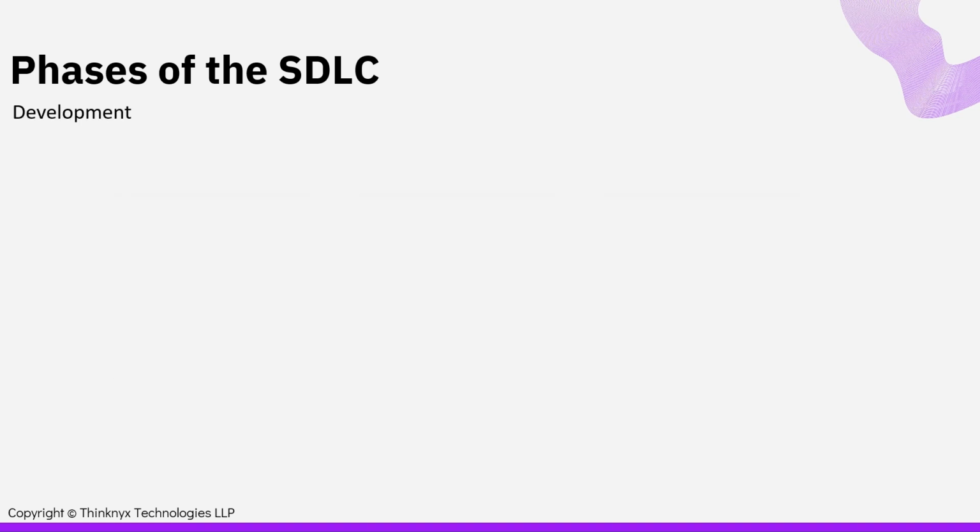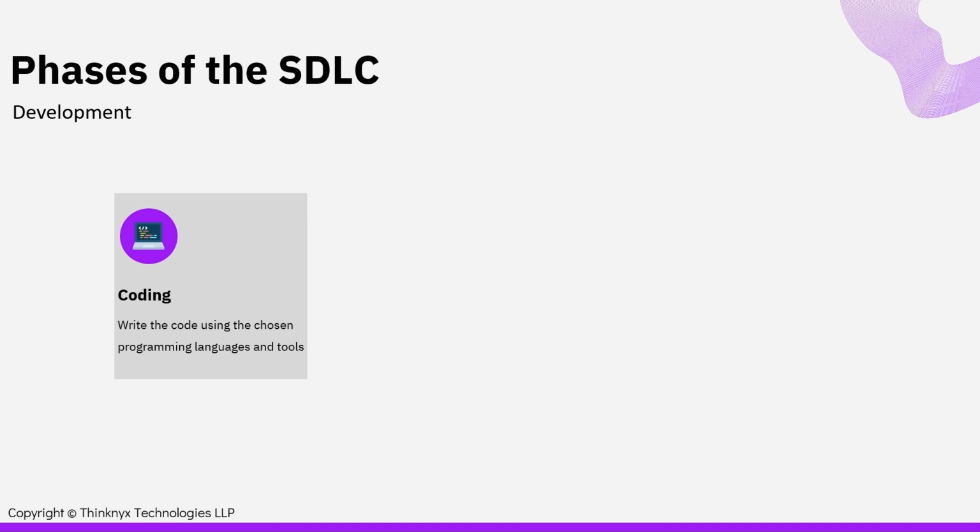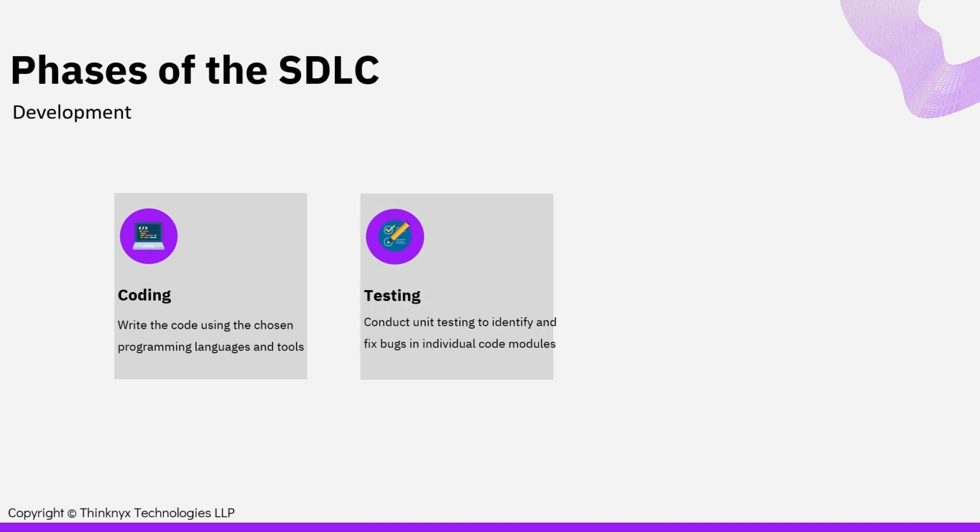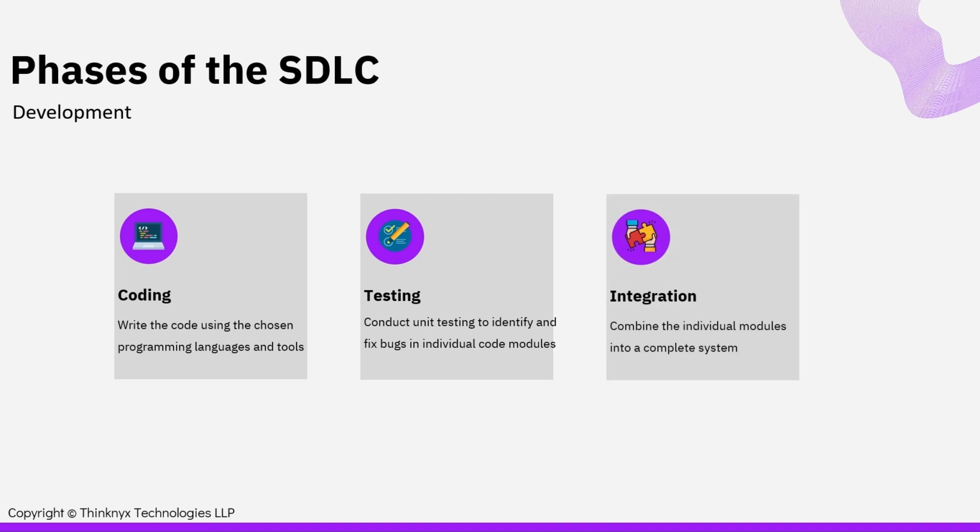Next one is development. Coding. Write the code using the chosen programming language and tools. Testing. Conduct unit testing to identify and fix bugs in individual code modules. Integration. Combine the individual modules into a complete system.